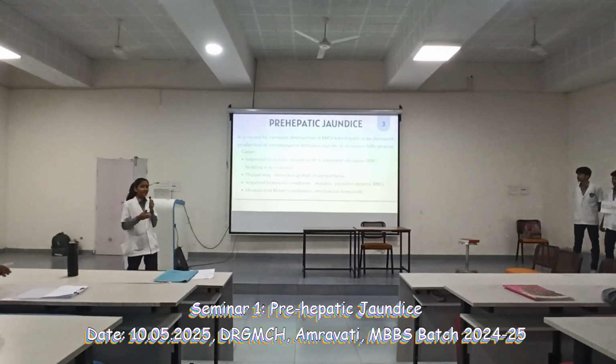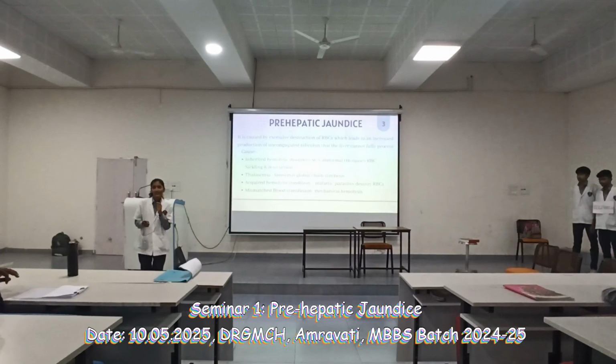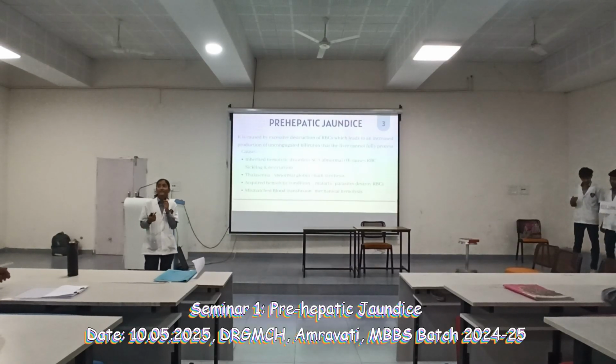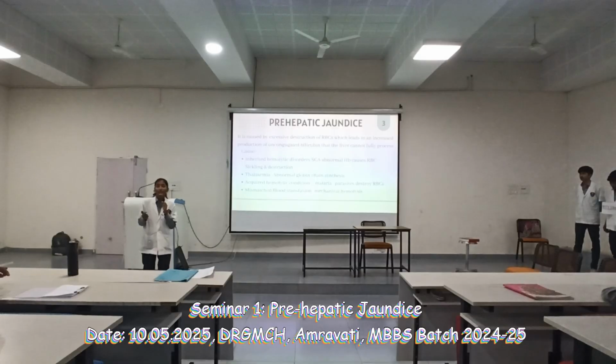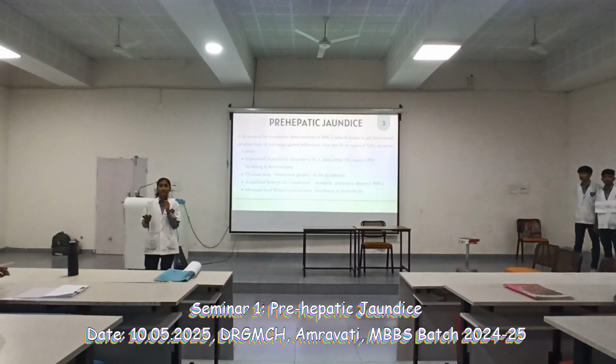The causes are inherited hemolytic conditions such as sickle cell anemia, thalassemia, hereditary spherocytosis, and G6PD deficiency. Whereas mechanical hemolysis occurs due to mismatched blood transfusion and also in malarial parasite cases.